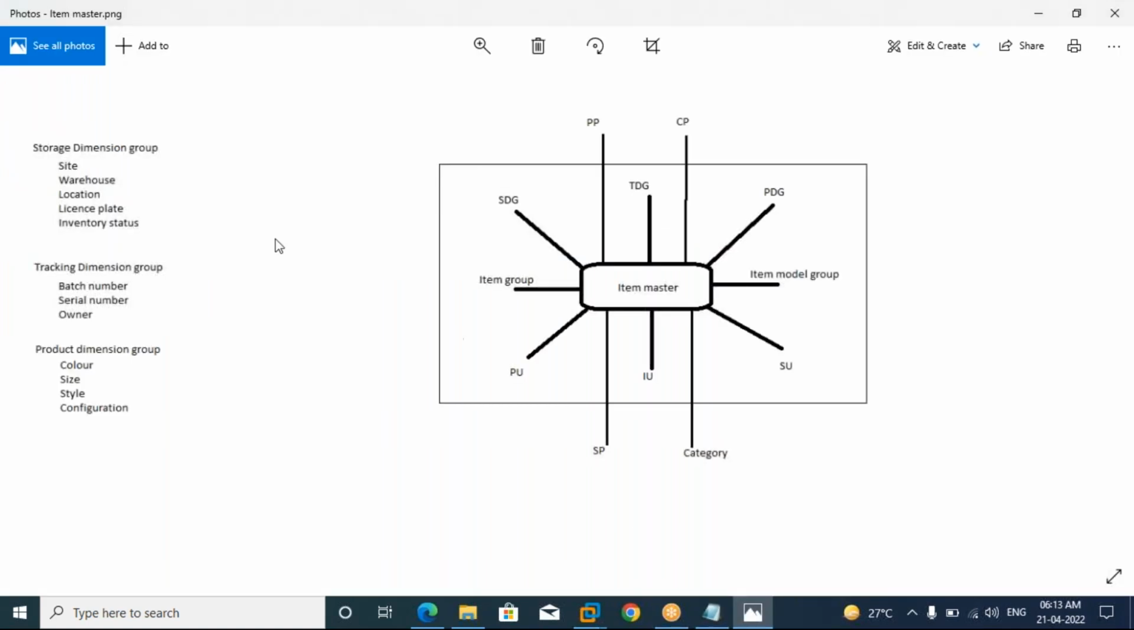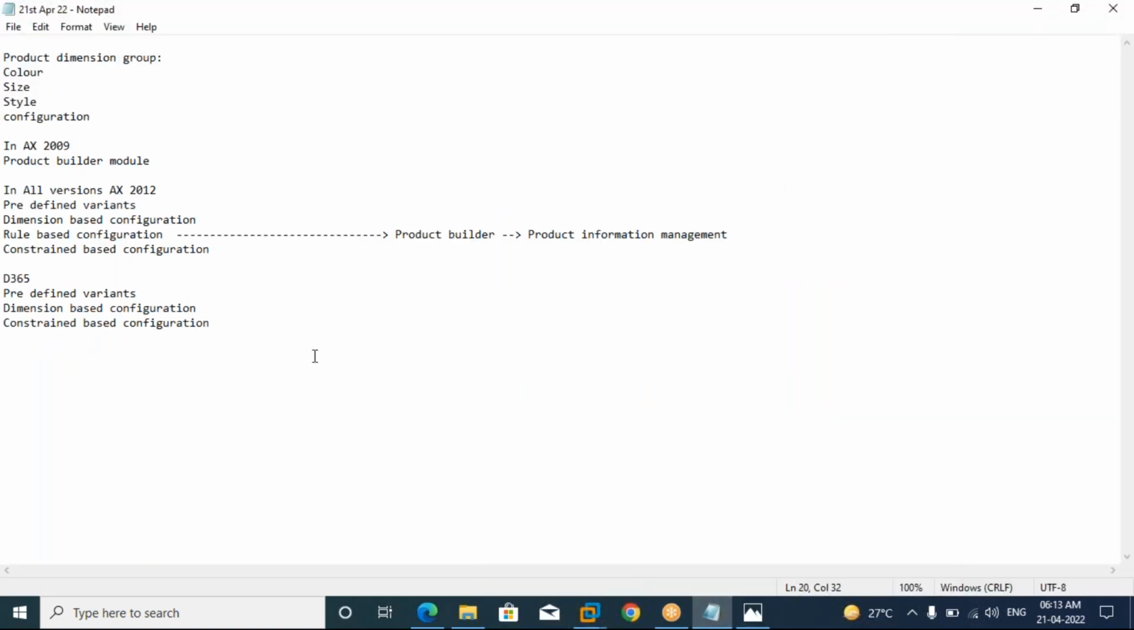So the differences between 2012 and D365 in terms of storage dimension group, tracking dimension group, product dimension group, you can speak at least 10-15 minutes about this one. Okay, fine.